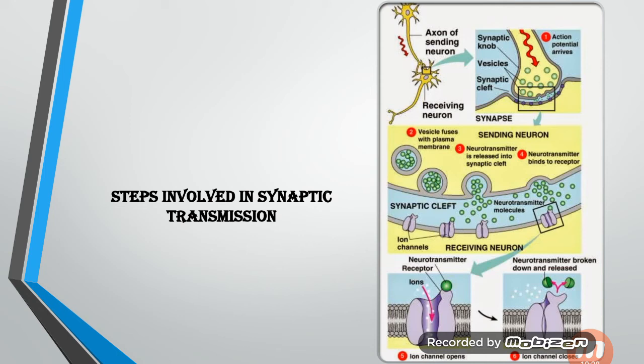And finally, once the neurotransmitters have acted on the postsynaptic membrane, they are immediately broken down by the enzymes. And these enzymes are, acetylcholine, which is hydrolyzed by acetylcholinesterase, and adrenaline by monoamine oxidase.